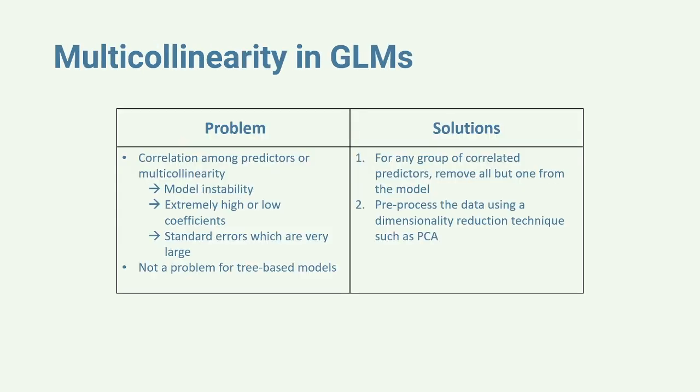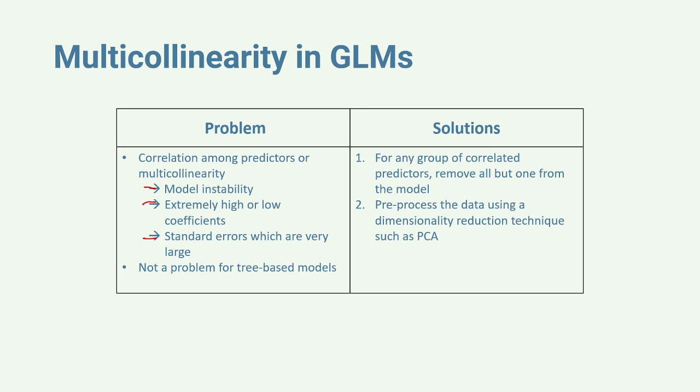It's important to examine your data for multicollinearity before you run a GLM. This is because it represents a number of problems. It leads to model instability, extremely high or low coefficients, standard errors which are very large, and this is not a problem for tree-based models. That's because tree models select the variables automatically. So if you have a tree with two correlated variables, only one of them will be selected as a split based on the Gini or entropy.